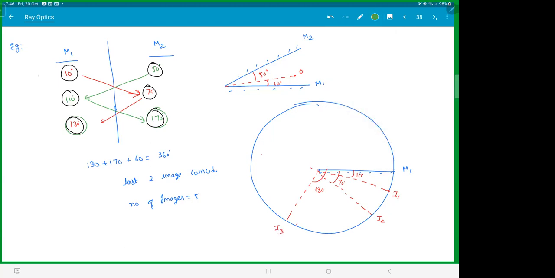Now for the M2 guy, the first image is 50 degrees. Then the next one is 110 degrees. The last one is 170. That comes out here only again. So they overlap. Make sense?